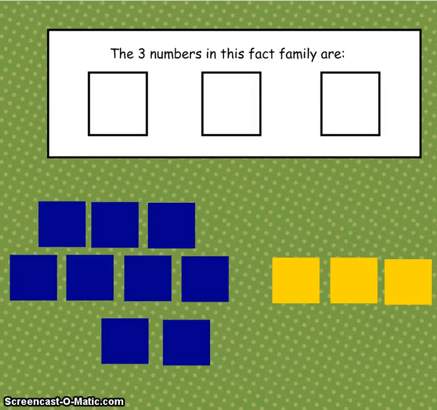You count the blocks. Let's count the blue ones first. 1, 2, 3, 4, 5, 6, 7, 8, 9. Our first factor is going to be 9. Next, we're going to count the yellow blocks. 1, 2, 3. Our next number is going to be 3. And then our last number we're going to get by multiplying those two together. So 9 times 3 is going to equal 27.